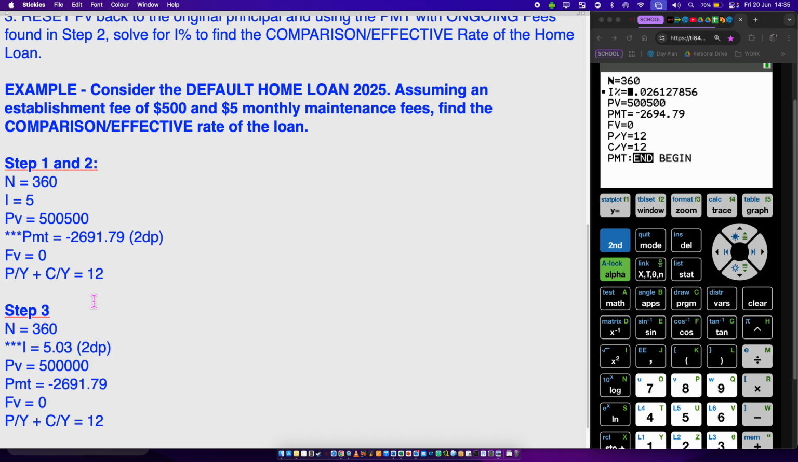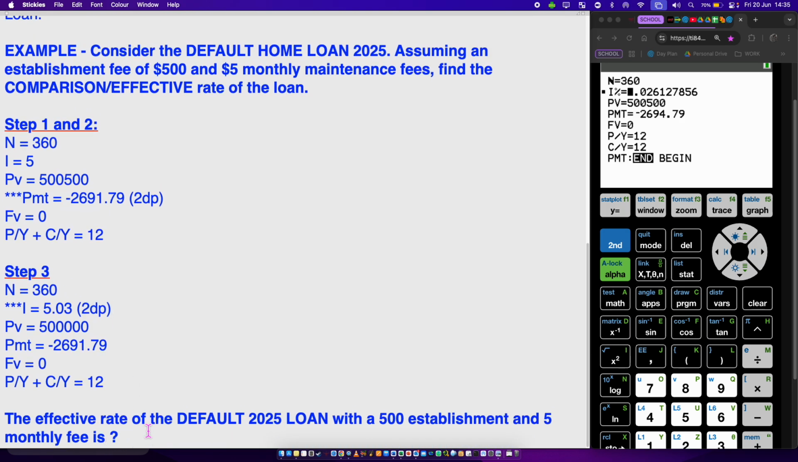That's how you deal with a comparison rate. So the effective rate of the default loan with a $500 establishment fee and a $5 monthly fee is going to be 5.03% rounded to 2 decimal points. Okay? That is not in your DI. That is just a test question. On the timeline, I've asked you to do questions 1, 3, and 5 of whatever exercise that is. Okay? If you want to focus on your DI because I'm doing the checks today, that's up to you. That just has to be done before your test runs.